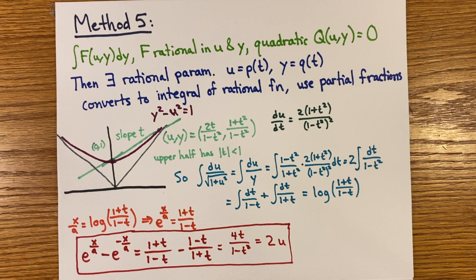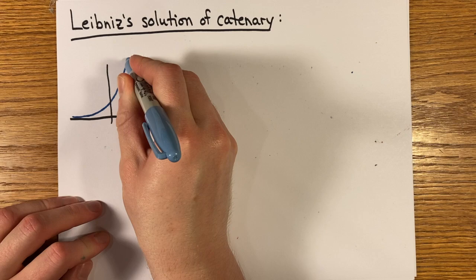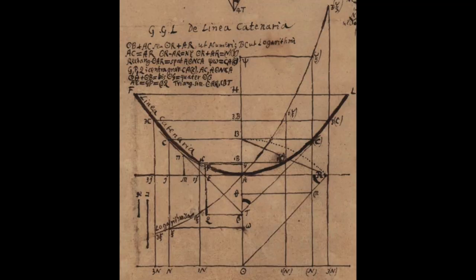So finally, I want to briefly mention Leibniz's very different solution to the catenary problem. Leibniz did offer a functional expression for the catenary in terms of exponentials. Here you can see the actual diagram from his paper involving a construction of both the catenary and the exponential curve. You can see that Leibniz called what we call the exponential curve a logarithmic curve, another instance of the view that the inverse was just the same function, merely flipped.